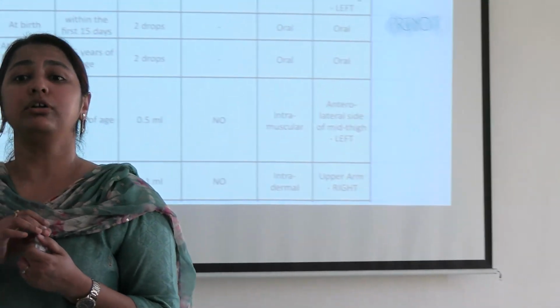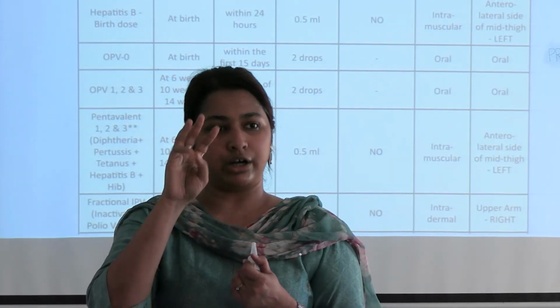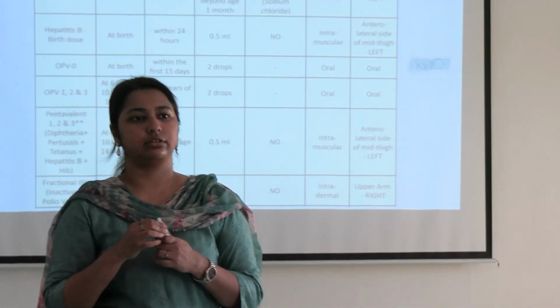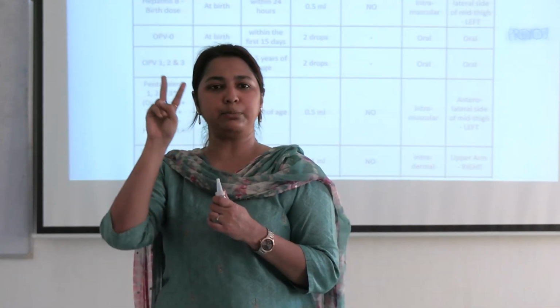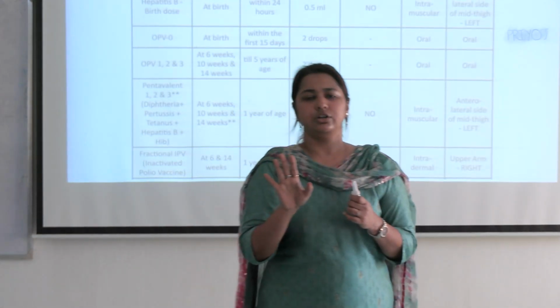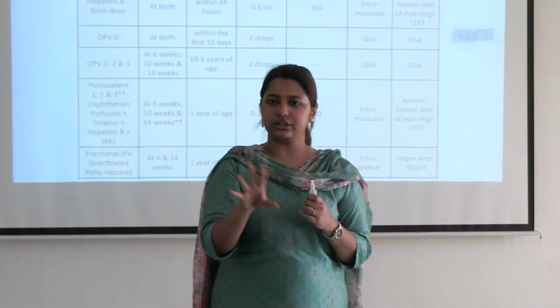How many strains? 1, 2, 3, right? Which one has been eradicated? Type 2 has been eradicated. Poliovirus type 2 has been eradicated from nature after 1999. So it is not found in nature anyway.